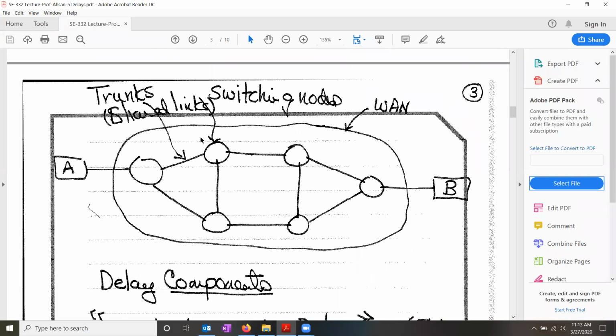This is a 6-node switching diagram, an example of a wide area network in which A is connected to B via this particular wide area network. And these are the trunks, which are the communication links that are connecting these two switches or the nodes. And these trunks are the shared links. Shared means that many users' traffic can pass through these links, not only A or B, but if other users are also connected, they can also share these paths. Okay.